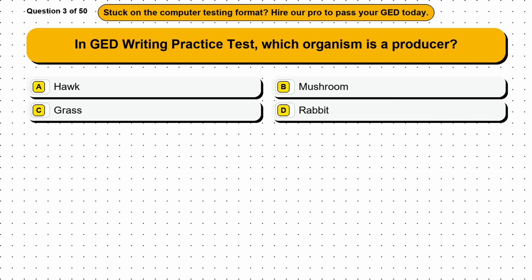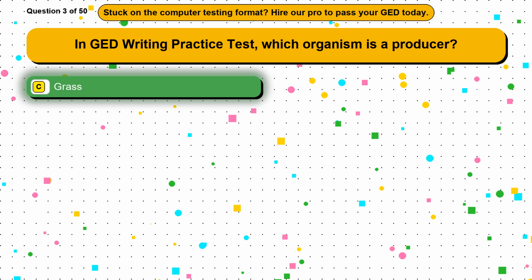Question 3. In GED Writing Practice Test, which organism is a producer? Option A hawk. Option B mushroom. Option C grass. Option D rabbit. The correct answer is option C.